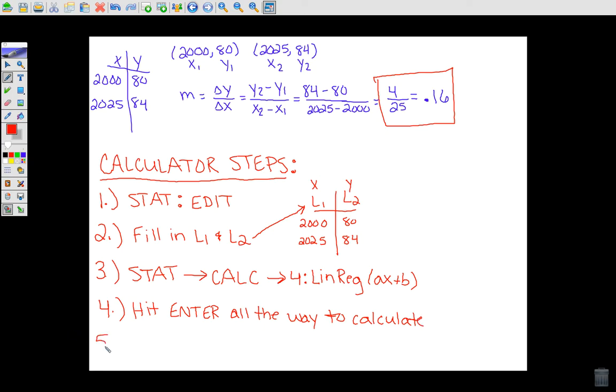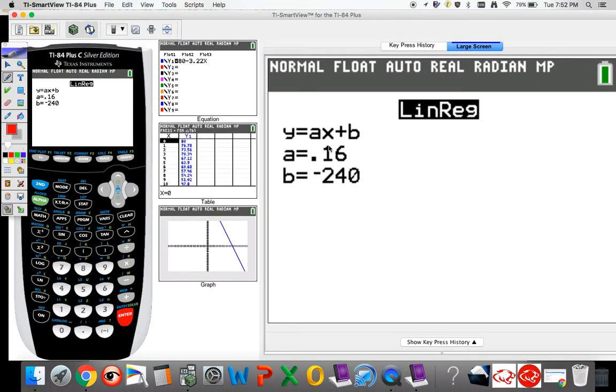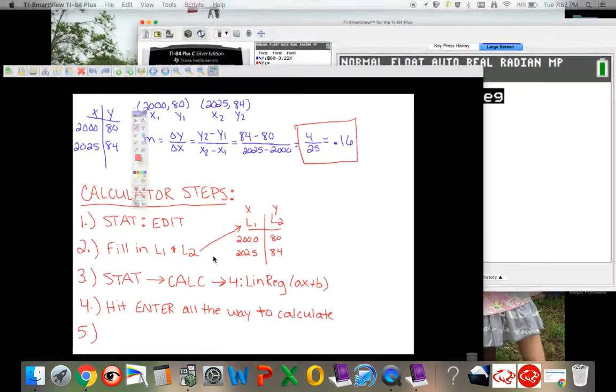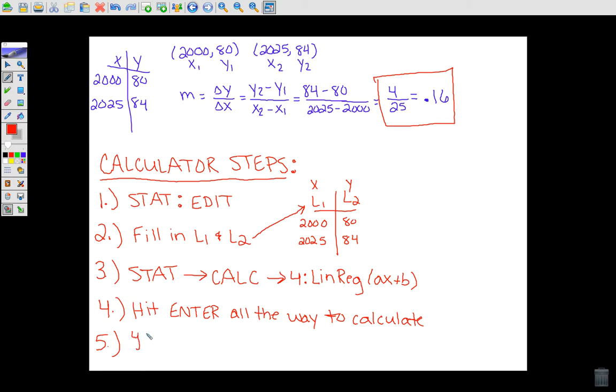And the last thing that you're going to notice is that it will say on here, okay, it says y equals ax plus b, gives you a equals and b equals. So y equals ax plus b. It tells you a equals some number and b equals some number. What you need to know is that's the same thing as y equals mx plus b. Okay, so m is your slope and b is the y-intercept.